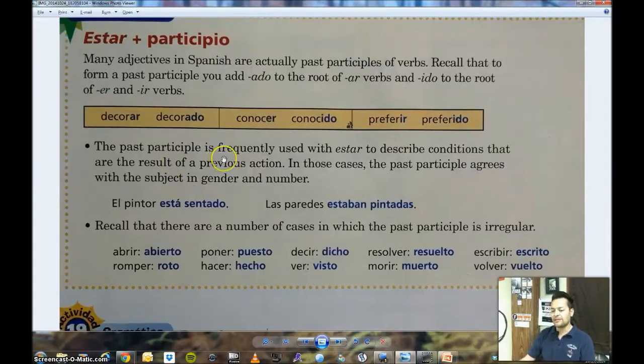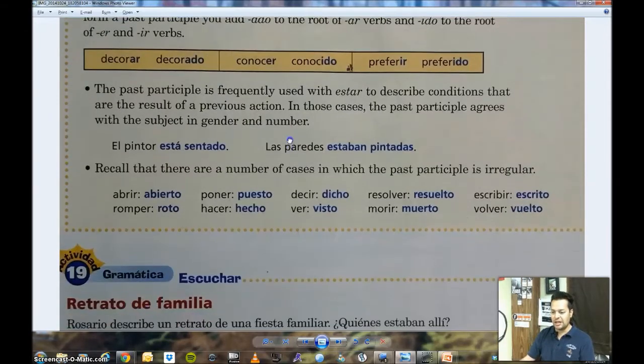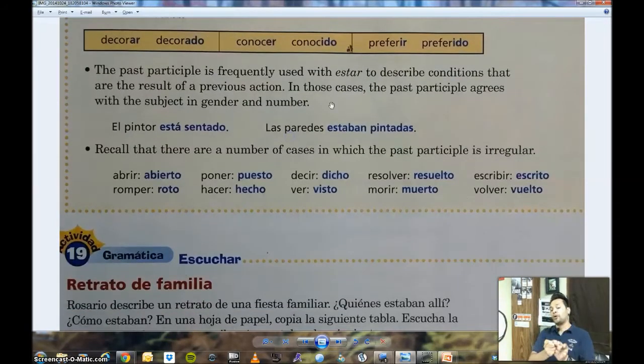The past participle is frequently used with estar to describe conditions that are the result of a previous action. That's the whole point of this. In those cases, the past participle agrees with the subject in gender and number. Very important, señoritas y señores, in Spanish, especially when using estar plus participio, this particular lesson, you gotta line up your numbers and you gotta line up your genders. Because if you don't, then it's grammatically incorrect.